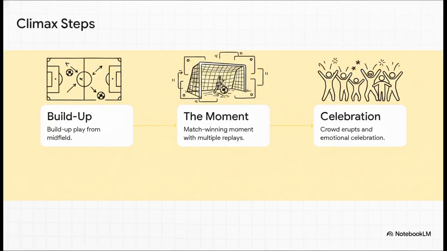And that climax phase? It's basically a 3-step formula for guaranteed dopamine. Step 1, build up play from midfield to set the scene. Step 2, the massive match-winning moment, immediately enhanced by multiple replay angles. And Step 3, pure emotional release, as the crowd goes absolutely wild and players celebrate. It's engineered to perfectly mimic a euphoric, real-world victory.